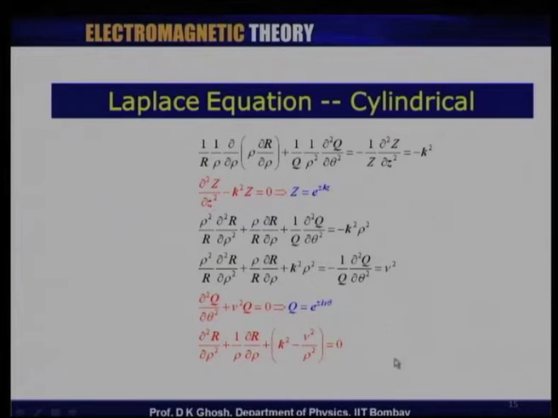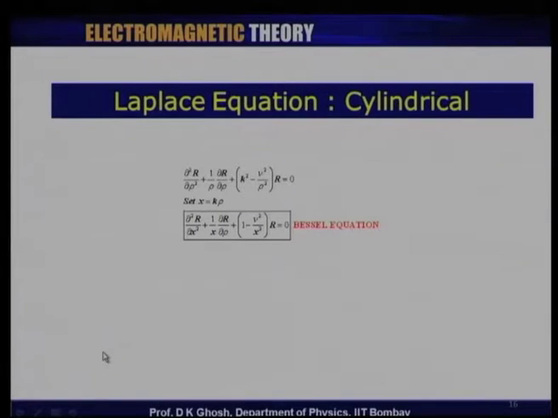Now, once I have substituted that into the r equation, my r equation becomes: d square r over d rho square plus 1 over rho dr by d rho plus k square minus nu square by rho square equal to 0. I am not going to derive its solution, but let me first bring it to a more familiar form. Suppose I take the variable x equal to k times rho. Now, this equation becomes d square r over dx square plus 1 over x dr by dx plus 1 minus nu square by x square r equal to 0.